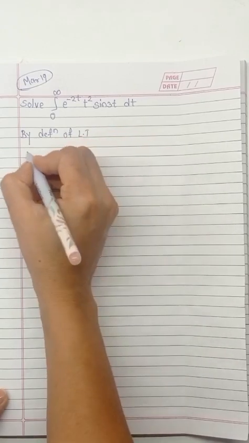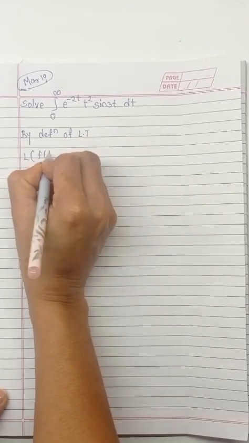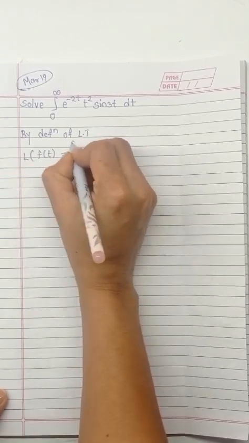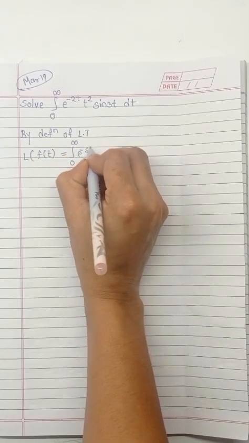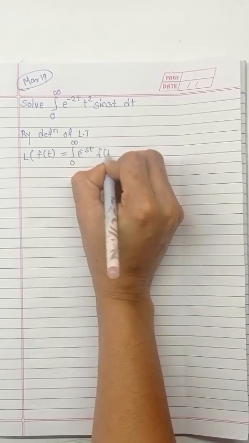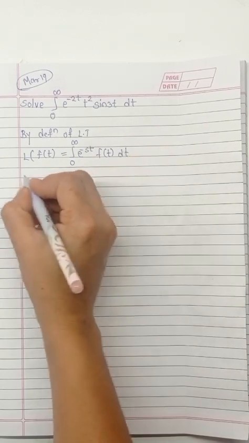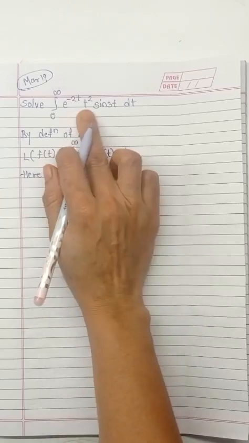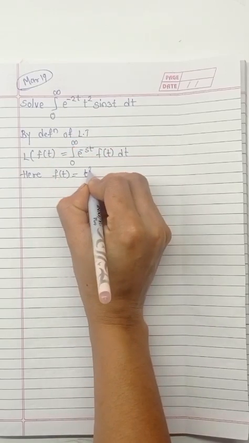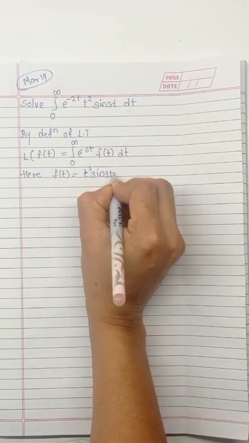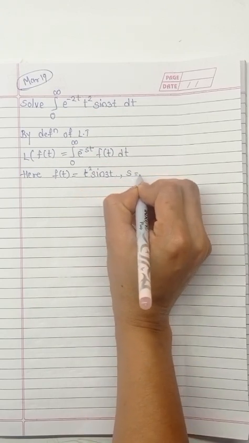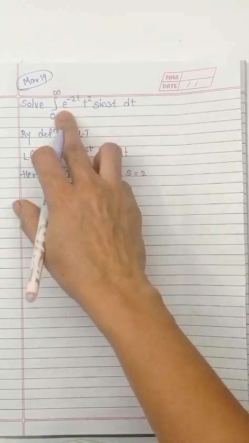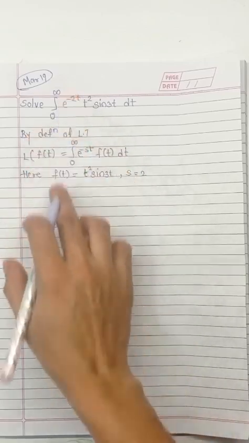Now the definition of the Laplace transform is nothing but L of f of t is the integration from 0 to infinity of e raised to minus st f of t dt. If you compare here, the value of f of t is nothing but t square sine 3t. So I am going to write here t square sine 3t. And what is the value of s here? If you compare e raised to minus st with e raised to minus 2t, s becomes 2.